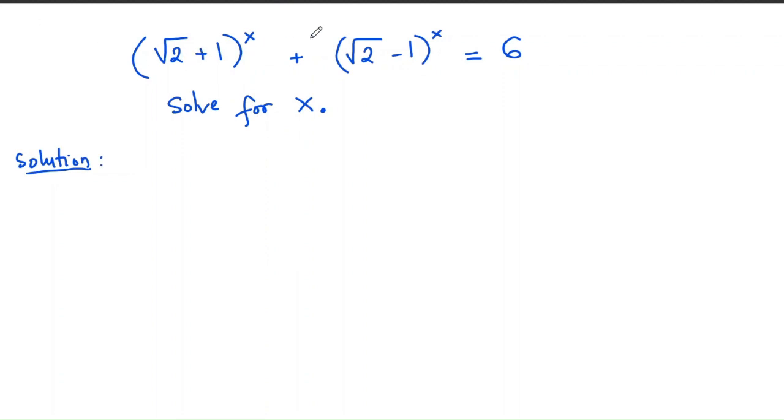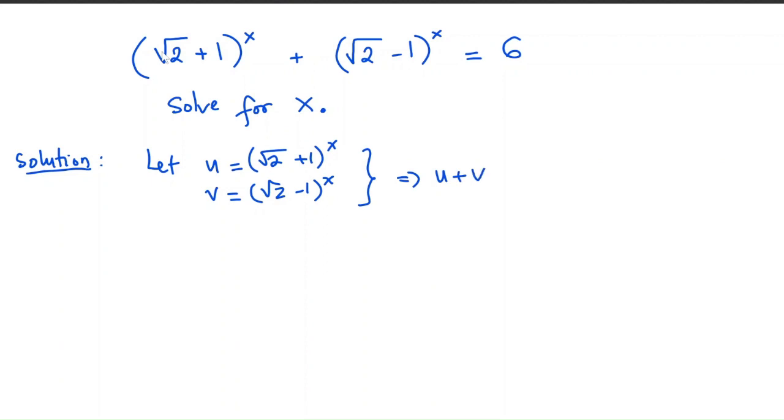For this one, I would let u equal (square root 2 plus 1) to the power x, and v is (square root 2 minus 1) to the power x. Then the equation would have u plus v equal 6, because we put it back here.